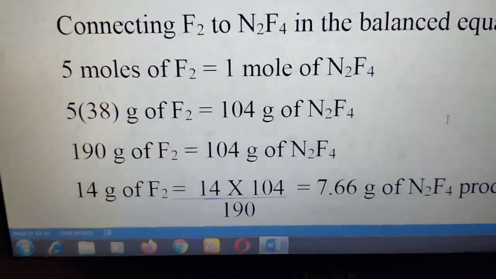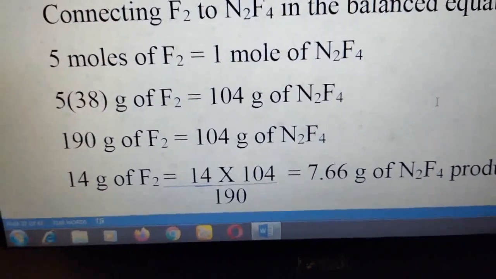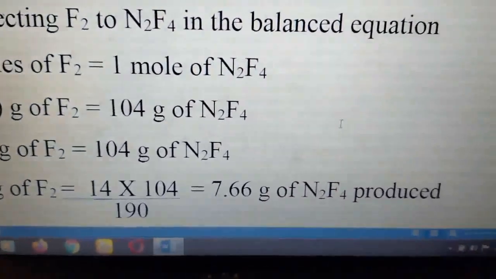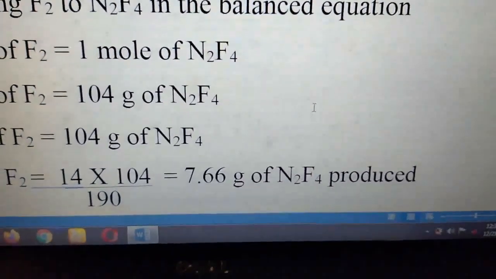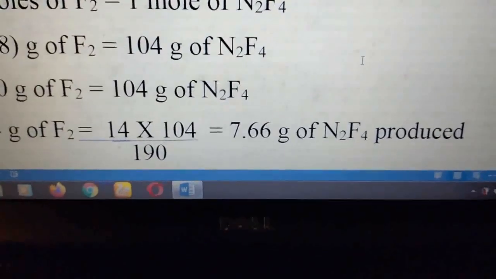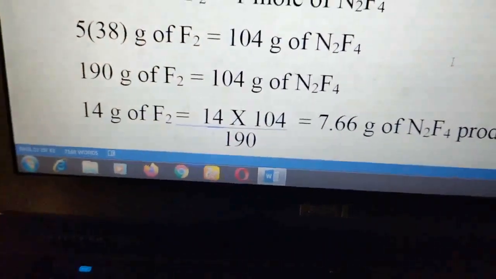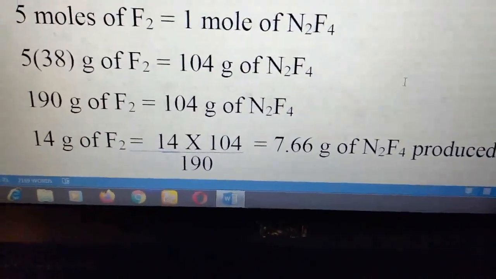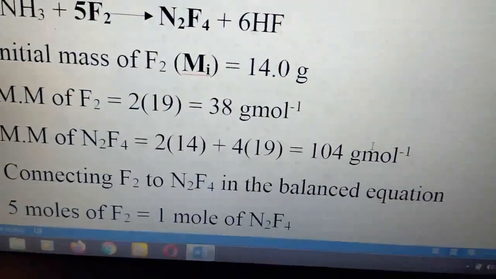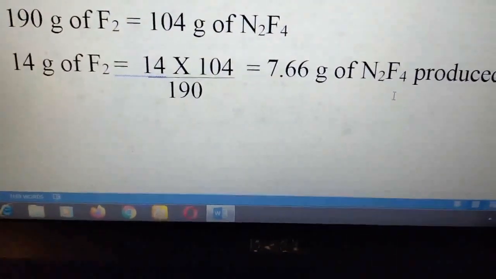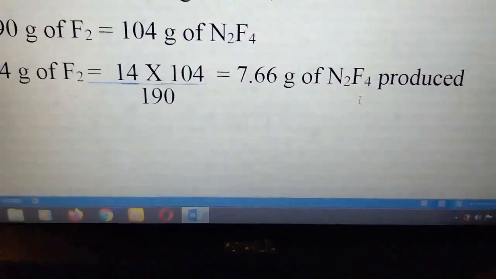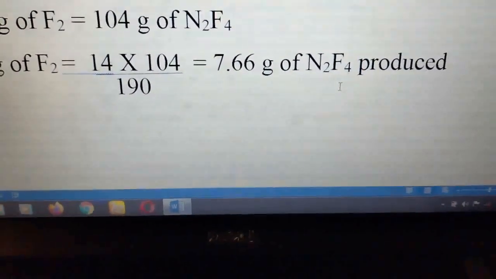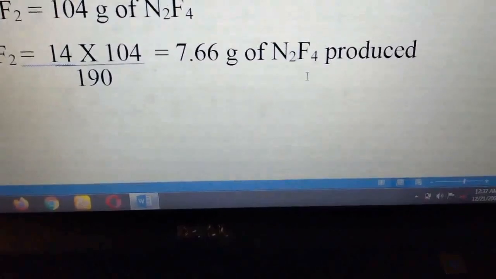We'll convert the moles to mass. You know that 1 mole of the compound is the molar mass. So 5 moles becomes 5 times 38, giving us 190 grams. The 1 mole of N2F4 is 104 grams. So bring 104 grams down. So 190 grams of fluorine gives us 104 grams of the compound. Therefore, 14 grams of fluorine, which is the mass of the limiting reagent, will now give us 14 times 104 all over 190. And that will give us 7.66 grams of dinitrogen tetrafluoride produced.